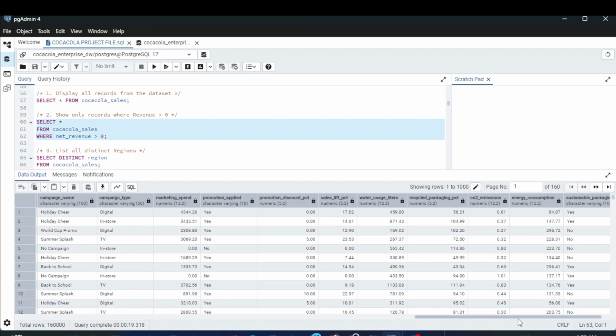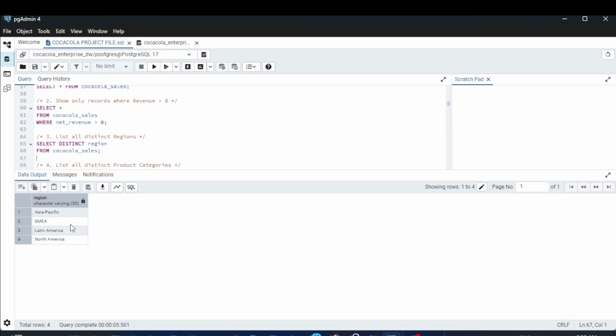So these are the distinct regions that we have in our data set. We have Asia Pacific, we have EMEA, Latin America, and also North America.